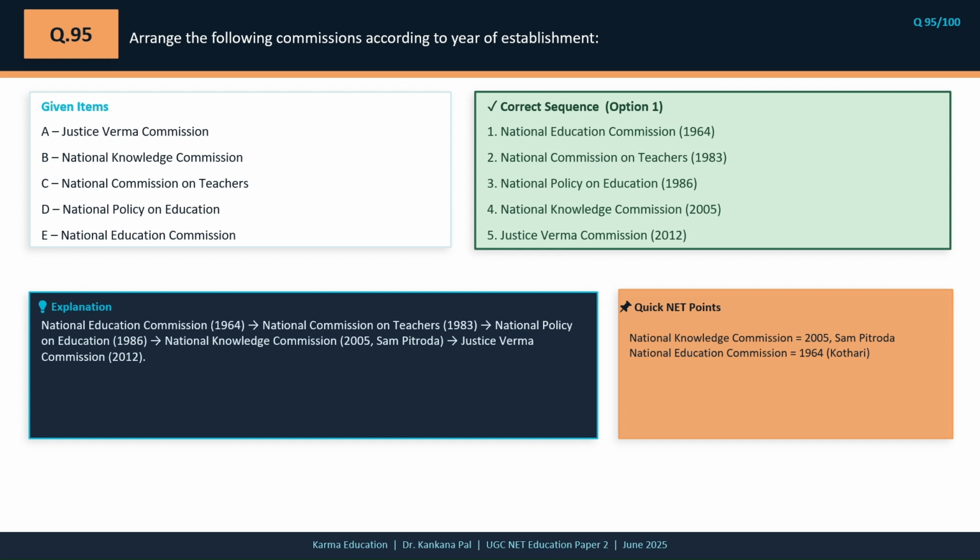Well, National Education Commission came first in 1964, followed by National Commission on Teachers, National Policy on Education, National Knowledge Commission, and finally Justice Verma Commission. A quick net point. National Knowledge Commission was established in 2005 and chaired by Sam Pitroda. Now let's move to question number 96.